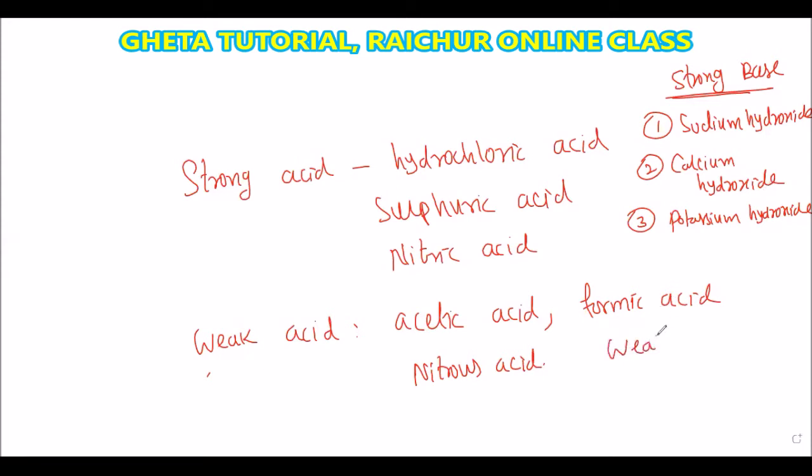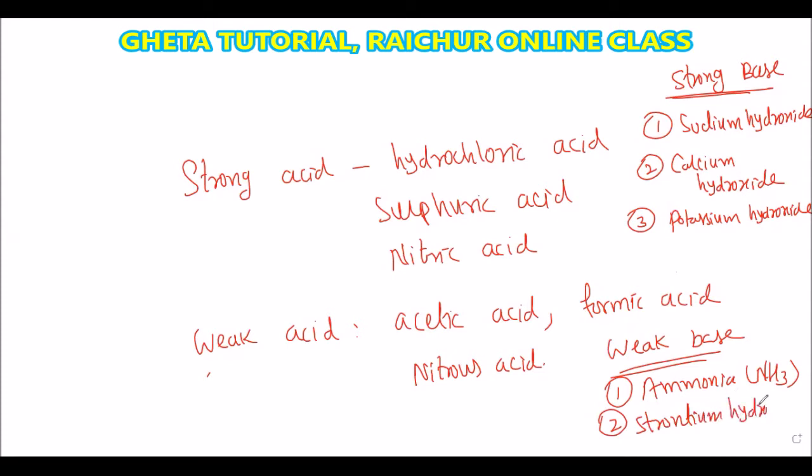Achha, now next, weak base. In that will come ammonia, NH3. Ammonia is a weak base. And strontium hydroxide is also a weak base. So here we have been given some acids which are strong and weak, and some bases, strong and weak. Strong bases: sodium hydroxide, calcium hydroxide, potassium hydroxide. Weak bases: ammonia and strontium hydroxide.